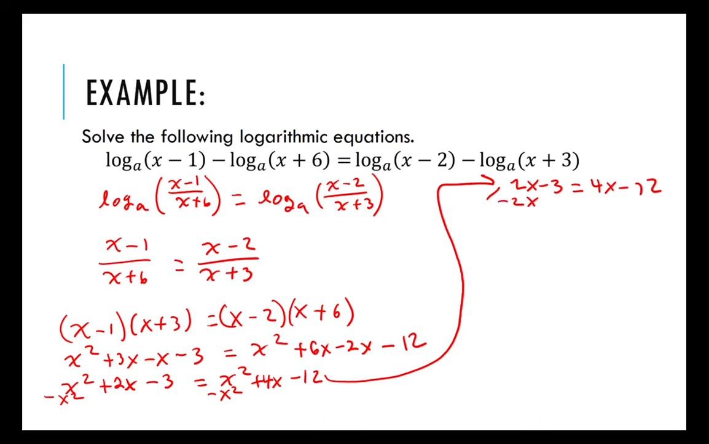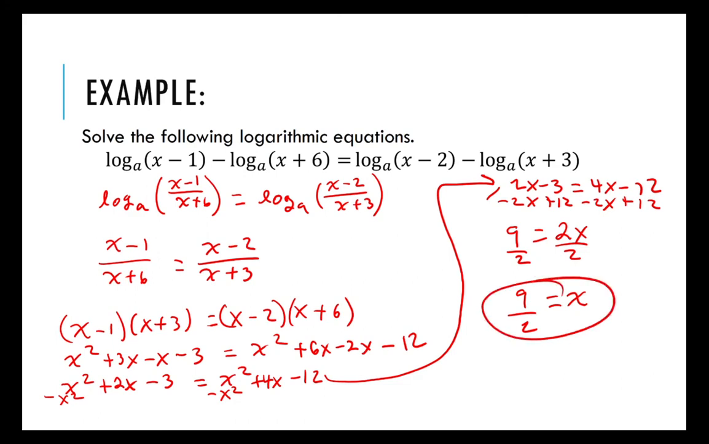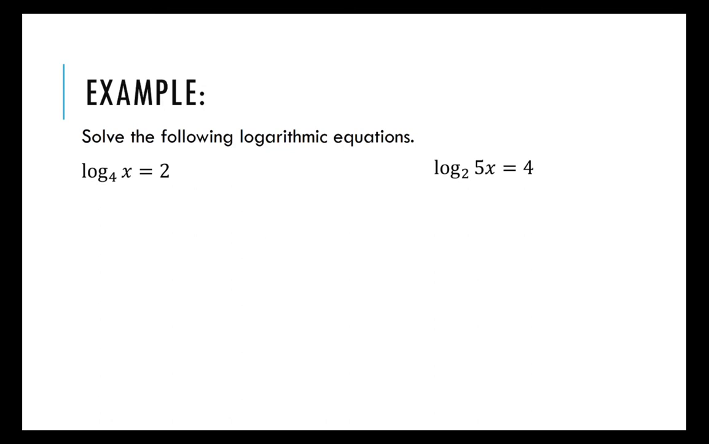Pick a side. I'm going to subtract 2x, and while I'm at it, I'm going to add 12 and add 12. Notice that I'm putting the variables on the right-hand side. Then I've got positive 9 is equal to 2x, divided by 2, divided by 2. X is then equal to 9 halves. At this point, we should go back and we should make sure that 9 halves will work as any of these arguments. Well, 9 halves minus 1 is positive. 9 halves plus 6, positive. 9 halves minus 2, positive. 9 halves plus 3, positive. We're fine.